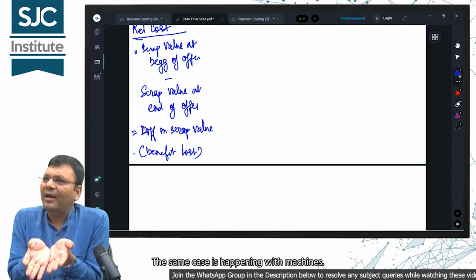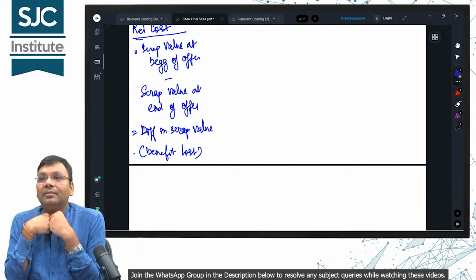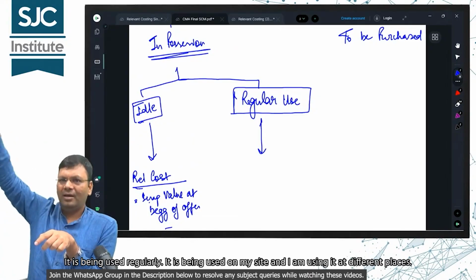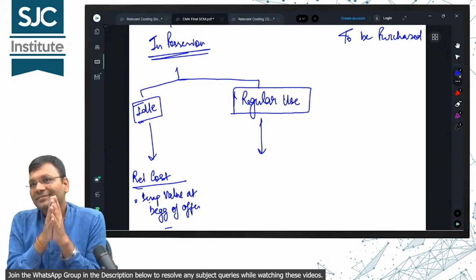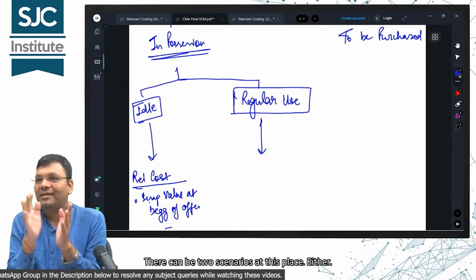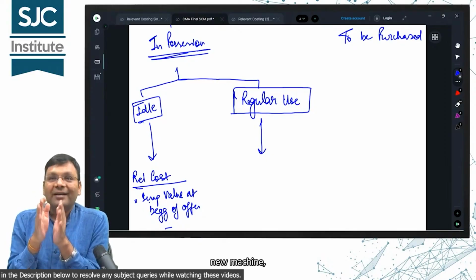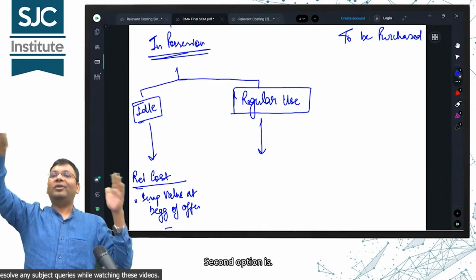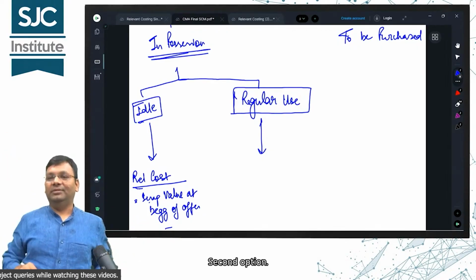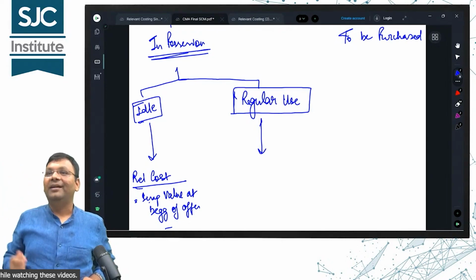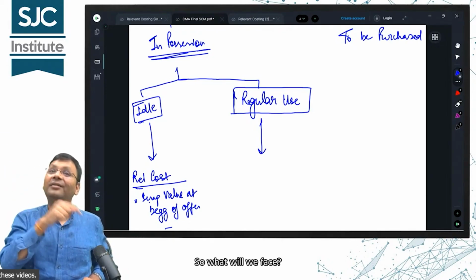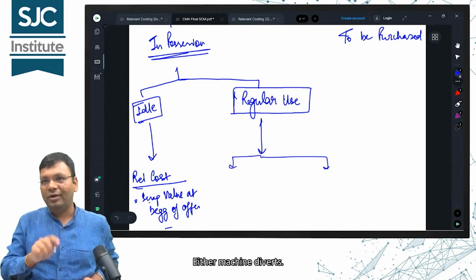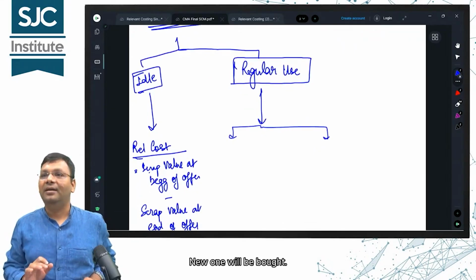The same case is happening with machines. I have the machine, and it is being used regularly on my site and at different places. There can be two scenarios here. Either just buy a new machine and satisfy the offer work, because touching that machine will stop my site. Or second option, divert the machine. Diverting will stop the work there, so what will we face? Contribution lost. So two cases arise here, right? Either the machine is diverted or a new one will be bought.